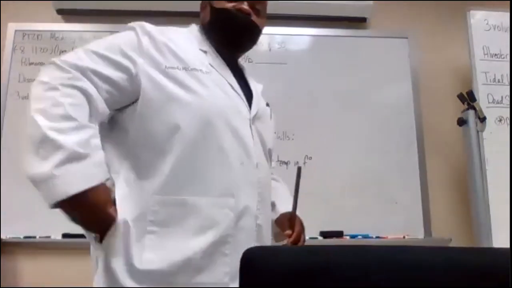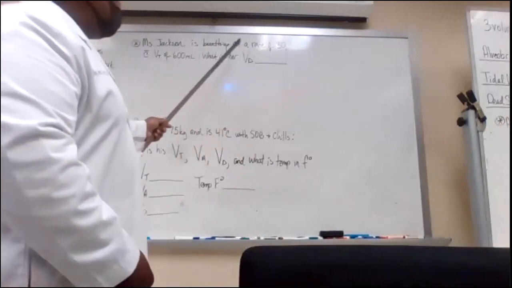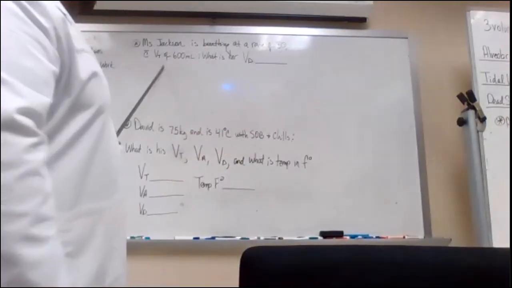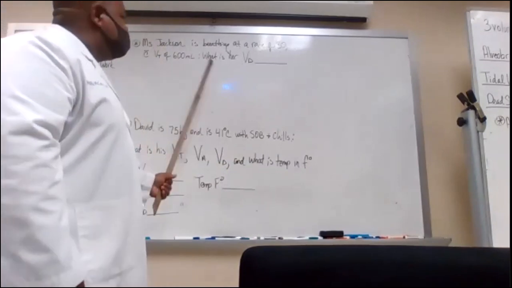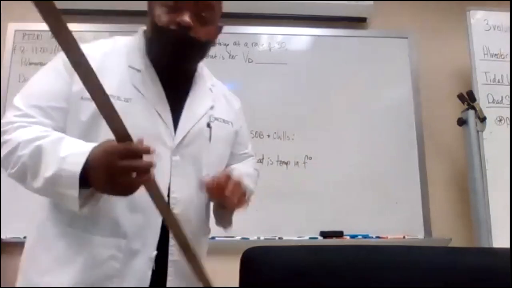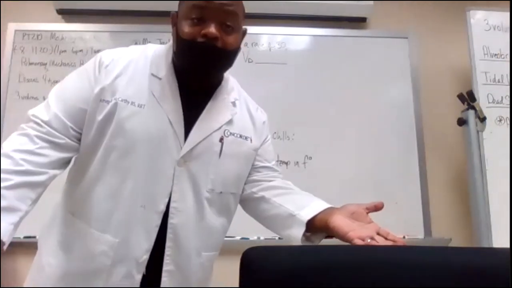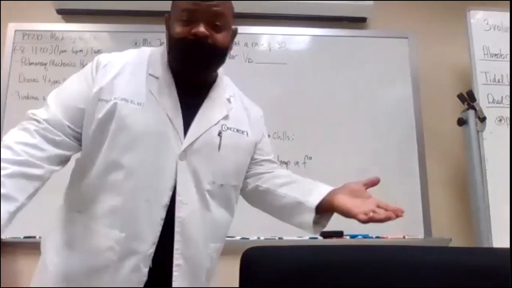All right, so let's look at number one together. Miss Jackson is breathing at a rate of 30 breaths per minute with a tidal volume of 600 mLs. What's her dead space volume? The dead space volume formula is 1 cc per pound. Did I give you a weight? I did not give you a weight.